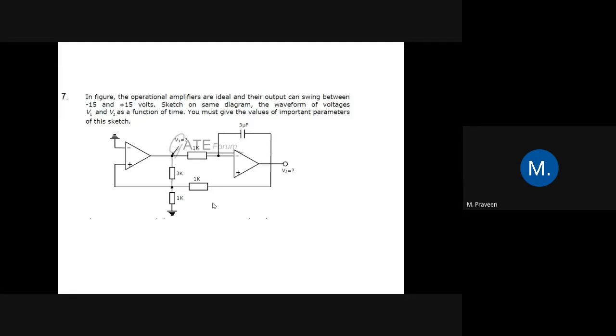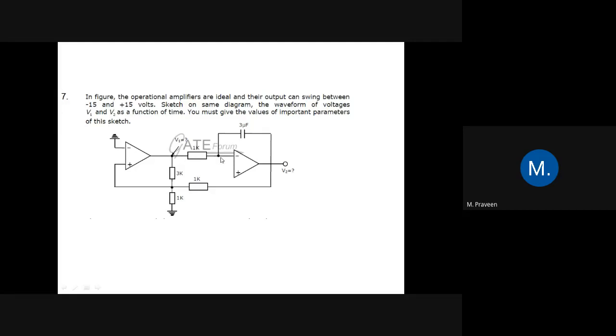So this question and the fifth question are both similar types of questions, but the only difference is the circuit diagram, which differs from the fifth and seventh questions. The question pattern is the same, so we have to draw the waveform.